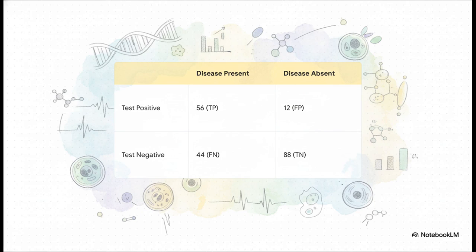We were told 56 people with asthma tested positive. That's our true positives, which means the other 44 must be false negatives. On the other side, 12 people without asthma tested positive. Those are our false positives. That leaves 88 true negatives. See how clean that is? The grid just organizes everything for us.